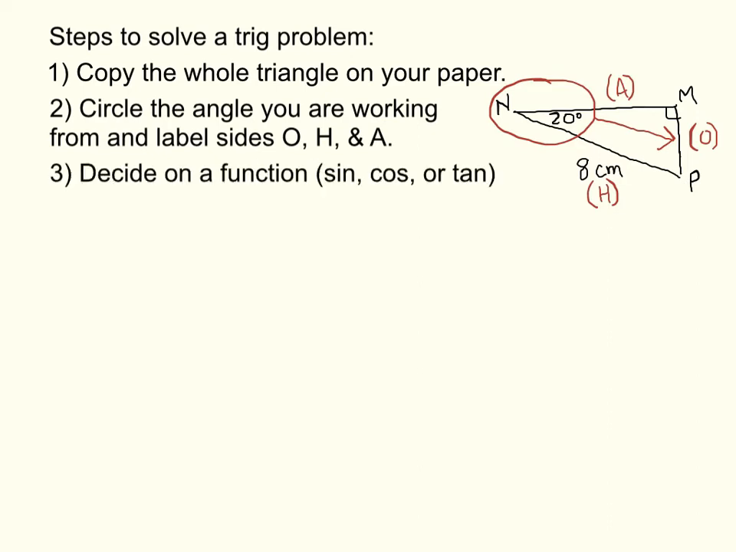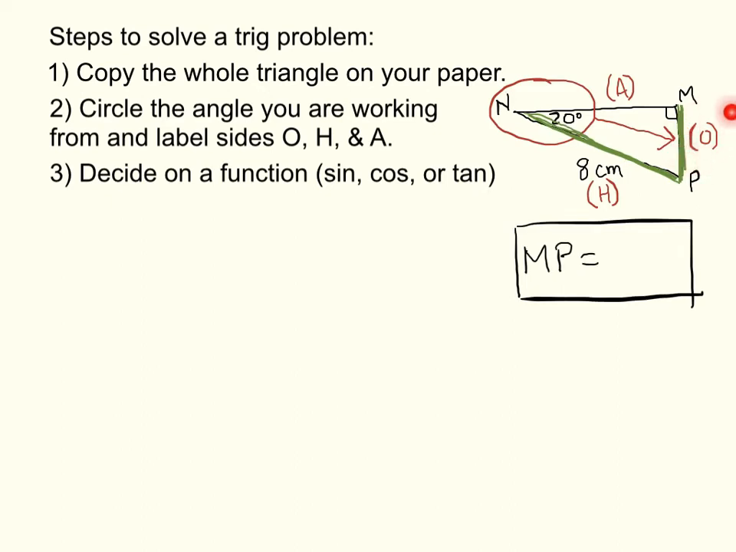So our next step is to decide on a function. And to help you decide, what you do is you highlight the side that you're given. So in this case, we're given the 8. And then you need to look at what you're trying to find. Let's say that you are trying to find out what MP is. That's our goal. And so then I would highlight MP. So that means that I am going to be using the opposite, because that's what I'm trying to find, and the hypotenuse because that is what I'm given.